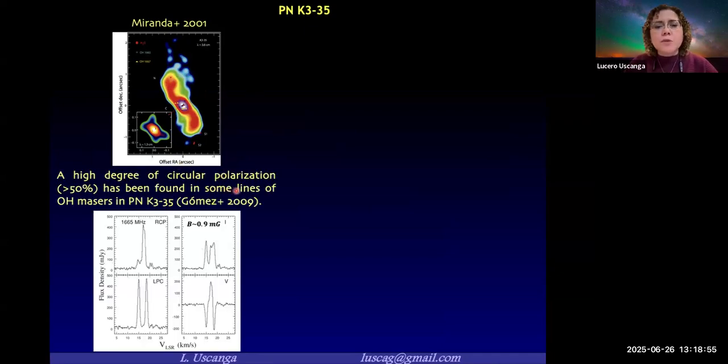These OH masers were studied by Yolanda Gomez and collaborators back in 2009, and they detected this transition at 1665 megahertz. They also saw this pattern on the Stokes V spectra, so this is indicative of possible Zeeman pairs. They were able to determine a magnitude for the magnetic field of around 0.9 milligauss. And they also found a high degree of circular polarization, more than 50%.